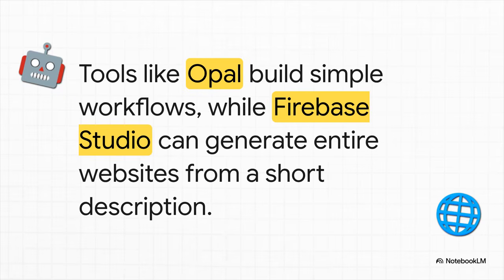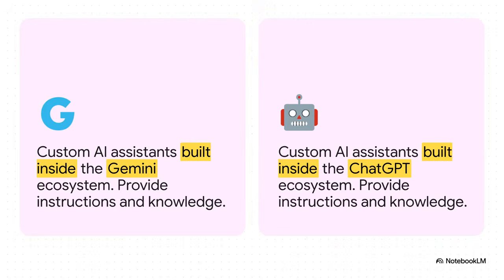There's a tool called Opal, for instance, that helps you build simple automated workflows. And Google's Firebase Studio, it can generate an entire website, front-end and back-end, from just a description in about 3 minutes. And finally, Google also lets you build your own custom AIs. They're called gems. Now, if you've ever played around with custom GPTs in ChatGPT, it's the exact same concept. You give it specific instructions, you feed it your own knowledge, and you create a totally personalized AI helper that's fine-tuned for whatever task you have in mind.